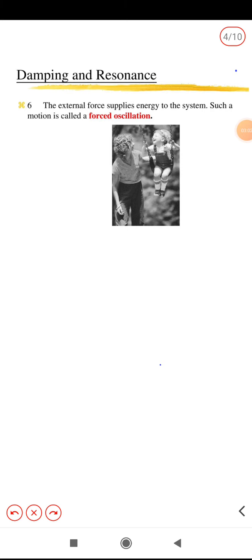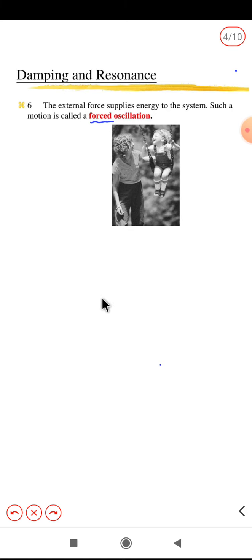So this is an example of force vibration. Okay, the child is swinging. And we know that in this case we have to constantly push the swing so that it will continue oscillating for a long time. So, external force supplies energy to the system. Such motion is called force vibration.